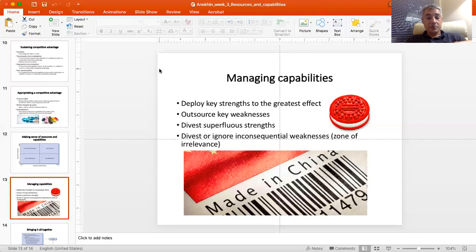For those superfluous strengths, so areas where you are better than the competition, but that are truly not important to your company, to the success in your industry, again, think about industry key success factors. If it does not help you succeed, then the best possible way to deal with it is to actually divest it, right? Find someone to whom this strength would be more important than to you.